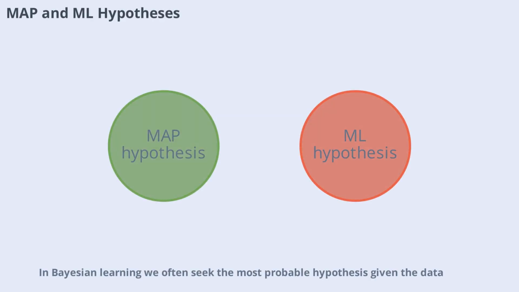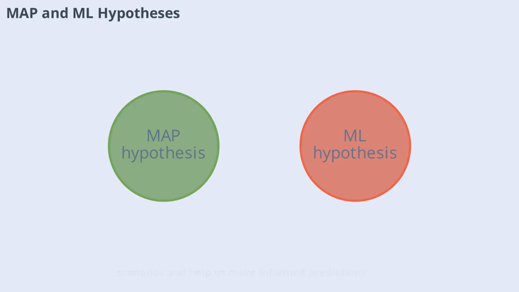In Bayesian learning, we often seek the most probable hypothesis given the data. This is known as the maximum a posteriori, or MAP, hypothesis. Sometimes we assume all hypotheses are equally likely before seeing the data, leading us to the maximum likelihood, or ML, hypothesis, which focuses solely on the likelihood of the observed data. Both approaches are crucial for different learning scenarios and help us make informed predictions.